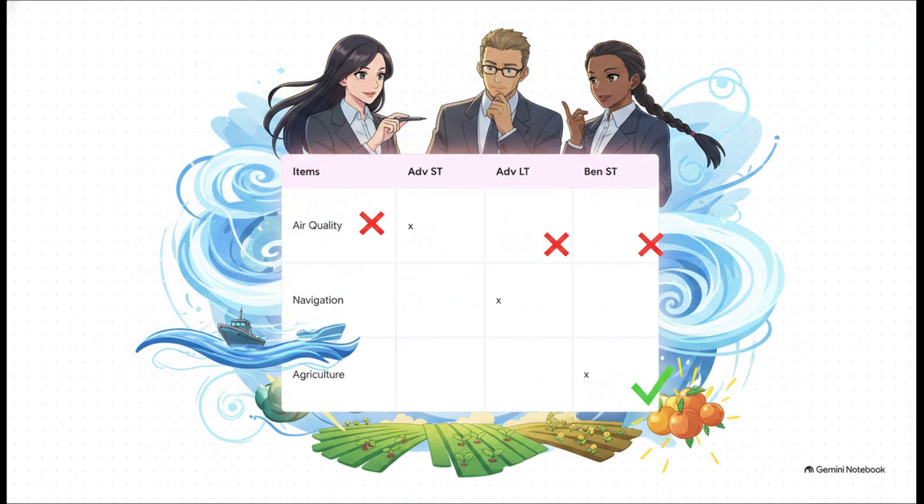Now, just scan across the rows with me. For air quality, we see an X marked strictly under adverse short-term. But for navigation, the potential adverse impact is flagged as long-term. Meanwhile, check out agriculture. It actually shows a beneficial short-term impact from the proposed project. In literally seconds, a decision maker understands not just what will be impacted, but exactly how and for how long.